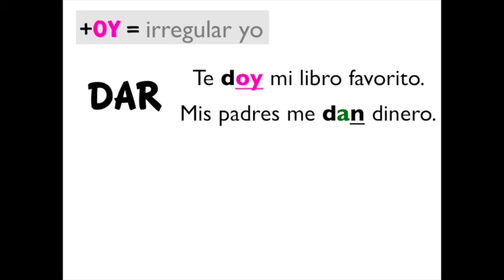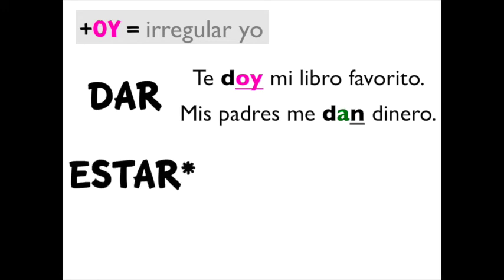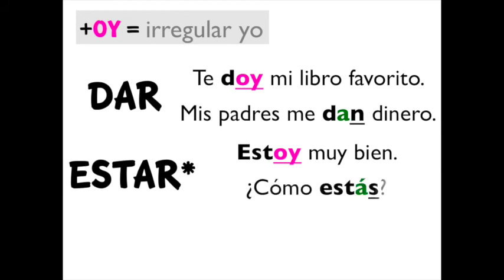The next one is estar, to be. Again, the yo form ends in oy. So, estoy muy bien. I'm very well. The rest of the time, estar behaves just like a regular AR verb. However, we're going to add an accent to the a sound. ¿Cómo estás? How are you? Hooking on an s to give us the you form of the verb, estás.